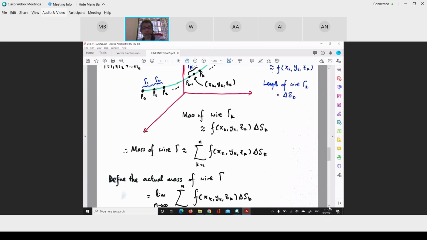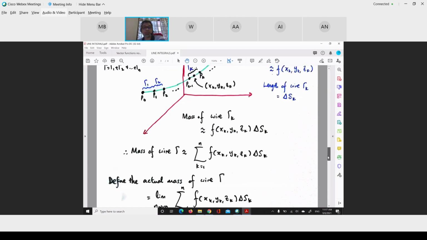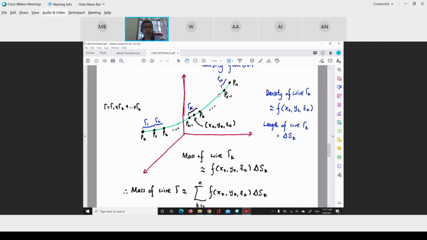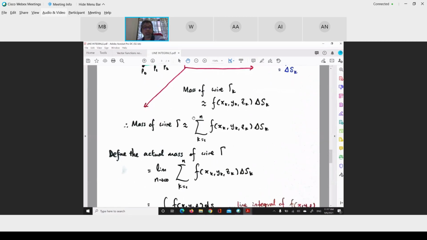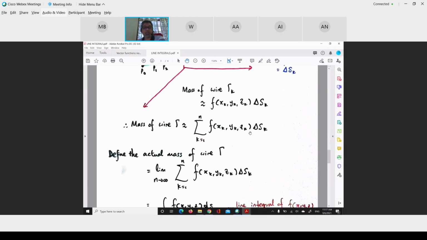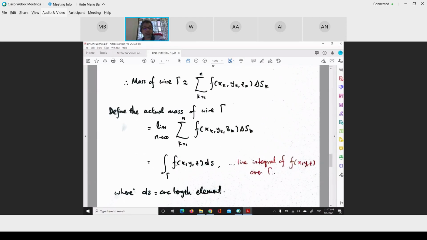To get better and better estimates, we divide the wire gamma into smaller and smaller partitions. But that will increase the number of partitions. So we define the actual mass of the wire gamma by letting n tend to infinity. When n tends to infinity, of course, the arc length element goes to 0. But if this limit exists, then we denote it as this line integral of f x y z over the curve gamma with respect to the arc length element.